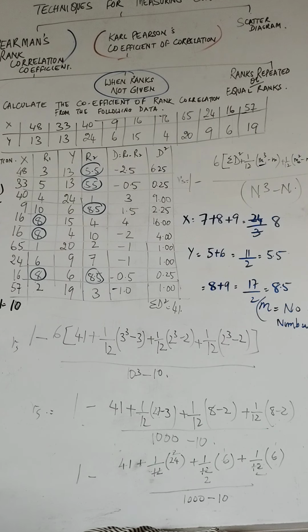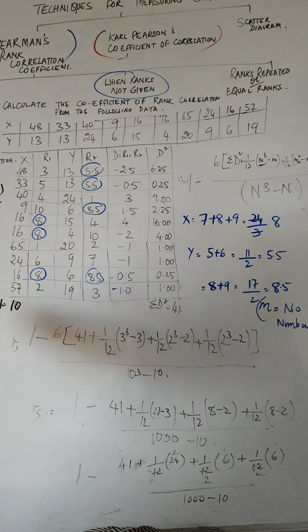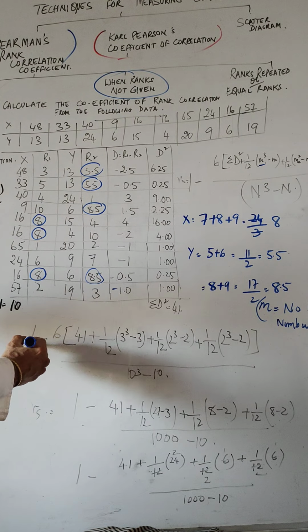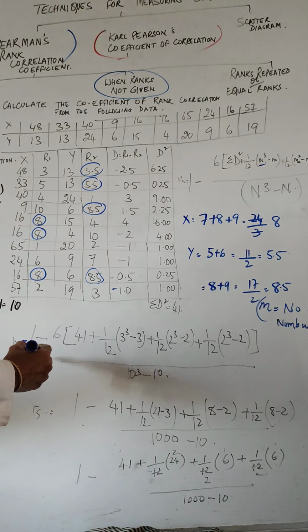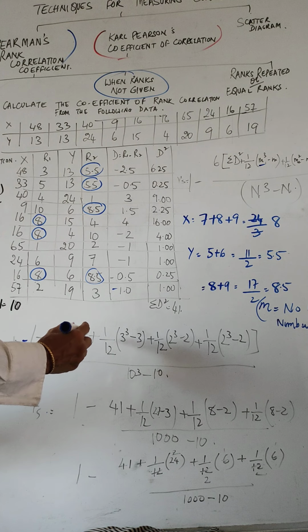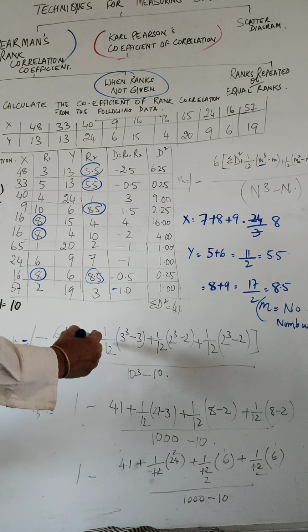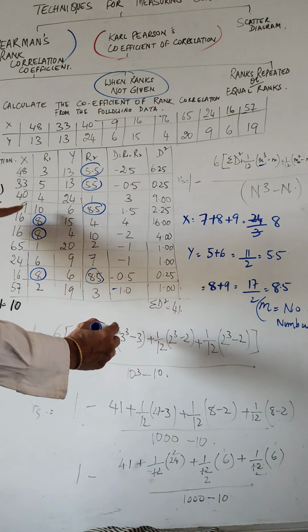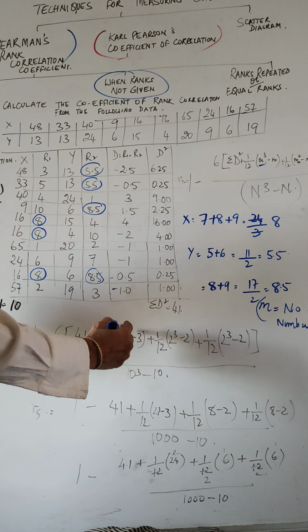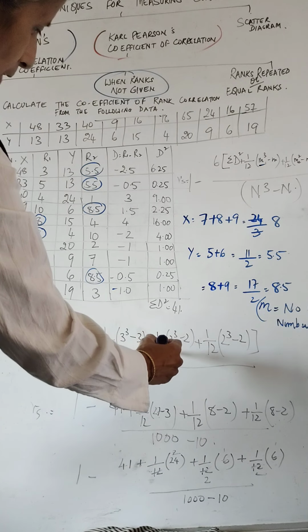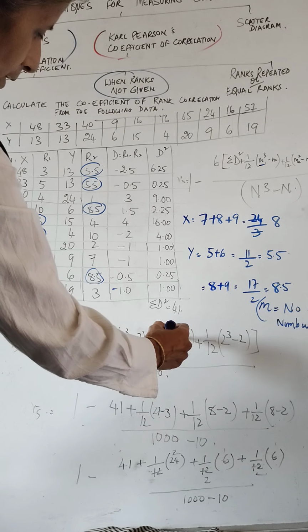Okay. So after we do this, we're going to solve it. Spearman's rank correlation coefficient RS is 1 minus 6 within those brackets 41, that is sigma d square, plus 1 by 2. How many times it has repeated? 1, 2, 3. So write 3 cube minus 3 plus 1 by 12 within brackets 2 cubed.